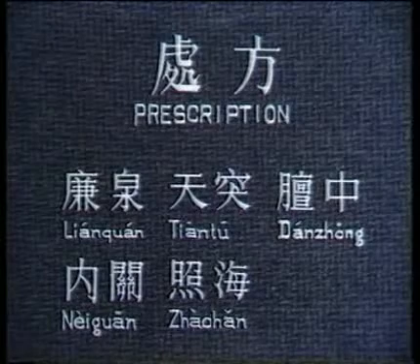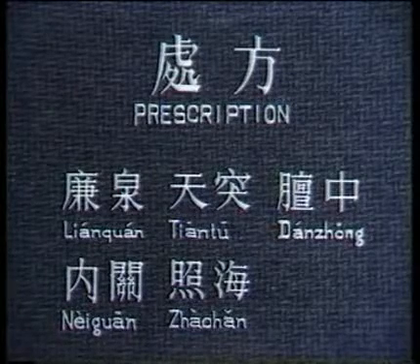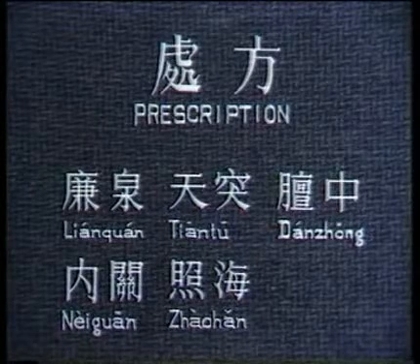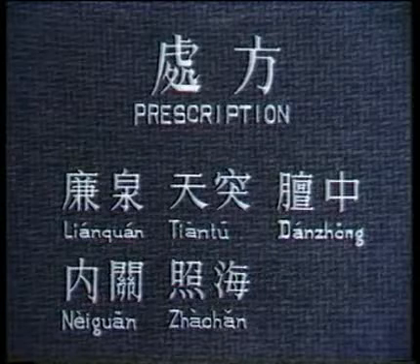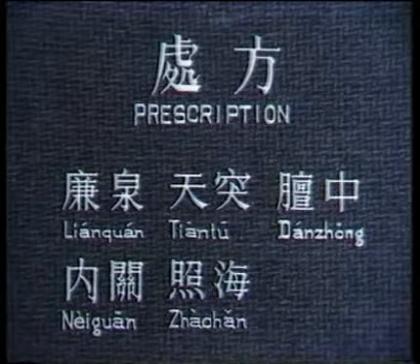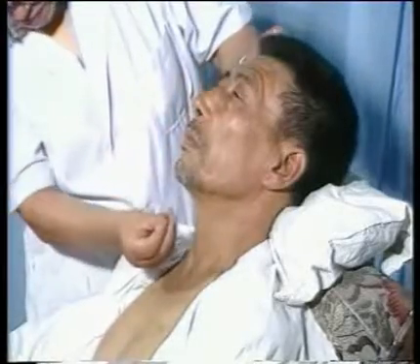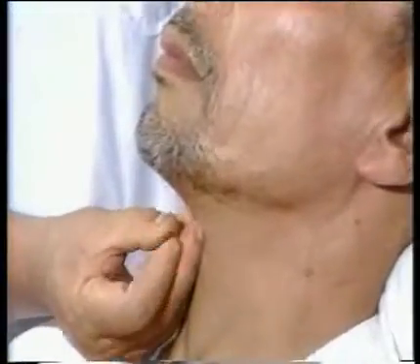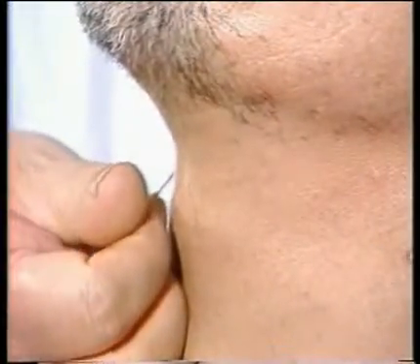For patients with difficulty in swallowing, the points Lianquan, Ren 23, Tiantu, Ren 22, Danzhong, Ren 17, Neiguan, pericardium 6, and Jiaohai, kidney 6, can be selected and needled with an even movement method to regulate qi in the meridians and restore the swallowing function. After routine sterilization, Lianquan, Ren 23, is punctured to regulate the flow of qi and restore the function of speech.